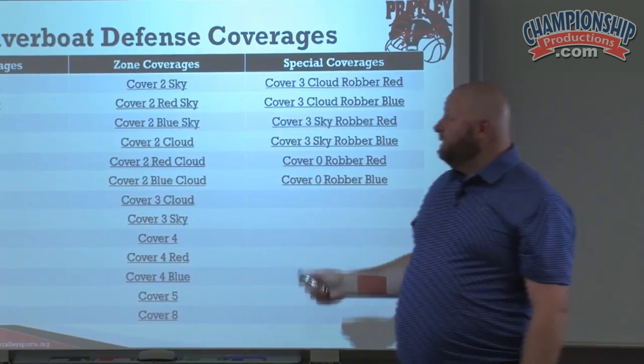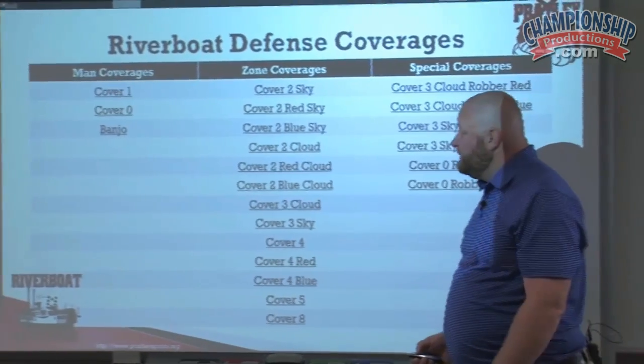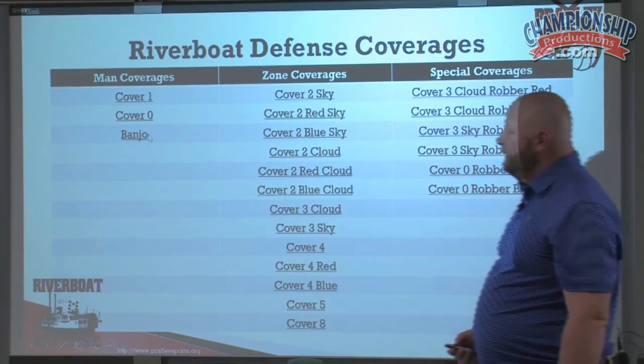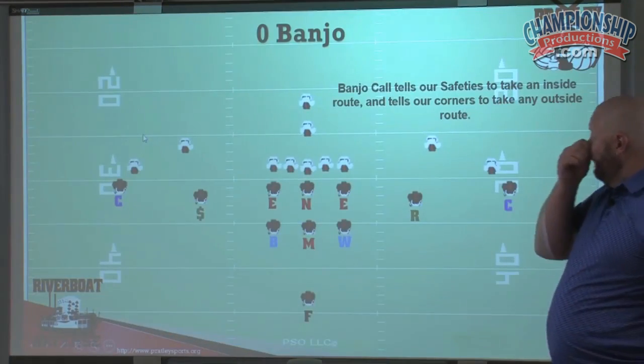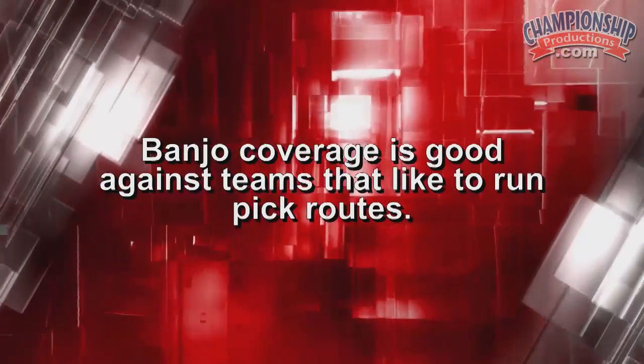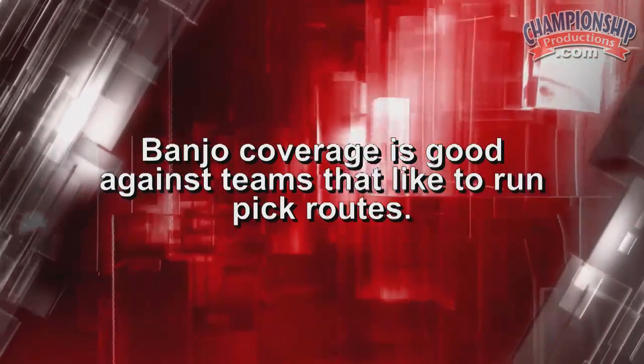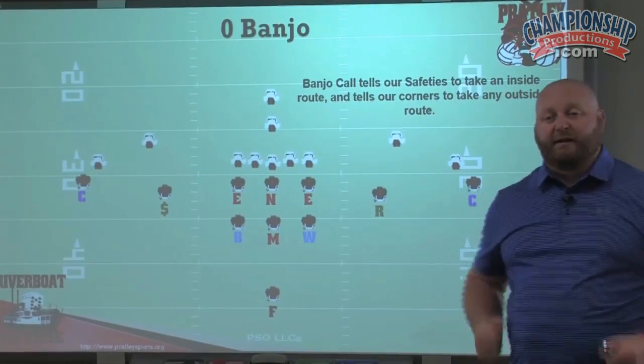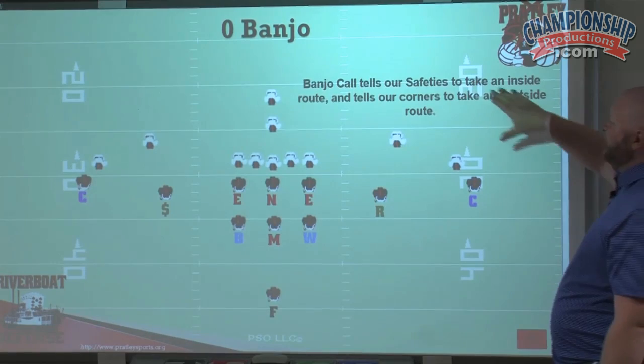The last coverage that we have in man-to-man is what we call banjo coverage. And banjo for us isn't used a whole lot. It's kind of a change-up to what we're doing with our cover 1 and cover 0. We want to use a banjo call when we're having trouble with teams that like to run pick routes. They want to do rub routes. They're going to run like slants and outs, and they're going to try to pick us off in our man coverage. So what we do is we use a banjo call.